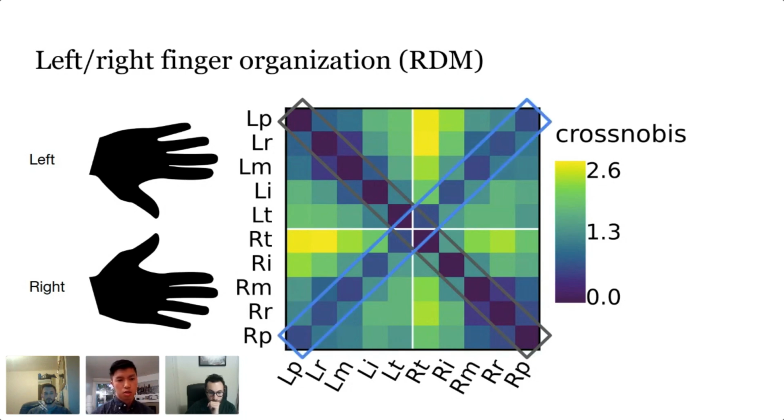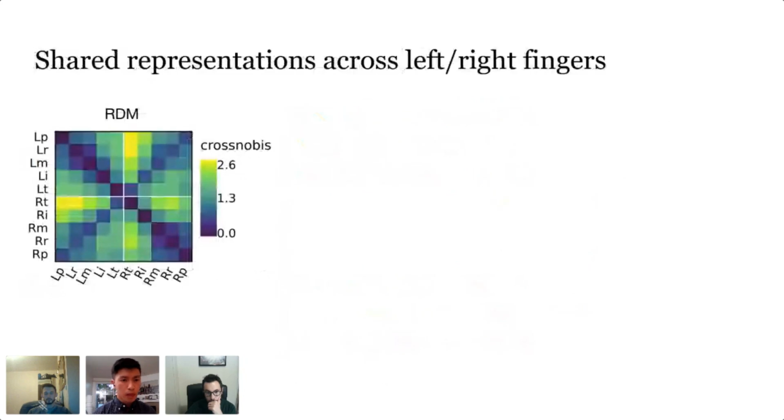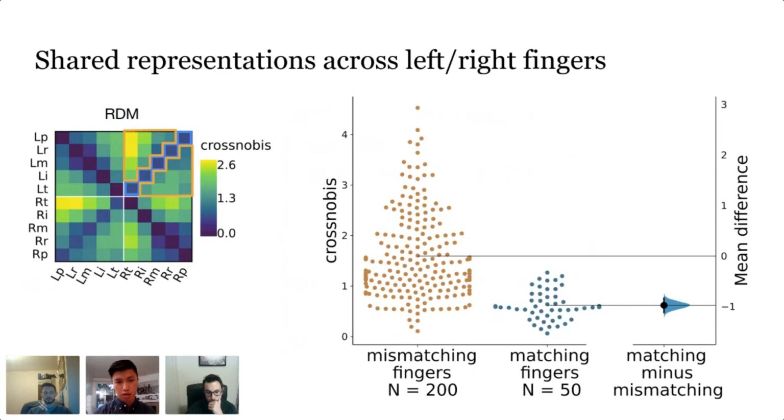So these are corresponding fingers of the left and right hand. So the left thumb and the right thumb are the anti-diagonal, or the right pinky matching with the left pinky. And this suggests that the representations between hands are somewhat shared. So if we zoom in on those values and compare matching fingers across hands, which are labeled blue, and values between mismatching fingers across hands, which are labeled orange here, we can quantify and test that the distances are indeed smaller between matching fingers.